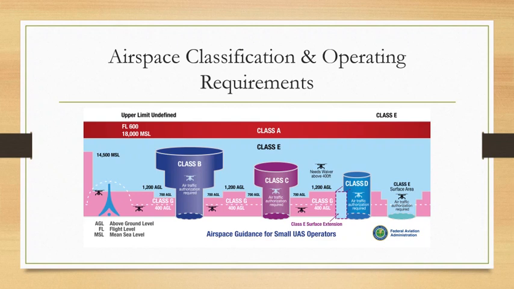Now, in Class C airspace, which is denoted in the magenta, it will extend out about 5 miles from the center of the airport, and then the second shelf will begin at roughly 1,200 feet MSL, and it will extend up to roughly 4,000 feet MSL. And the center of the Class C controlled airspace will extend out typically about 10 miles from the center of the airport.